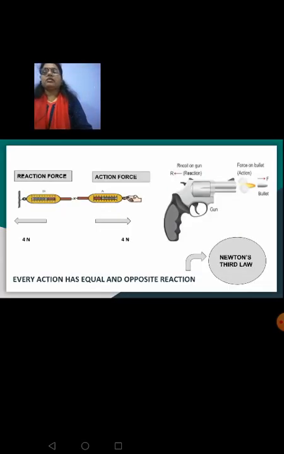See, in the first figure I have shown you 2 spring balances.